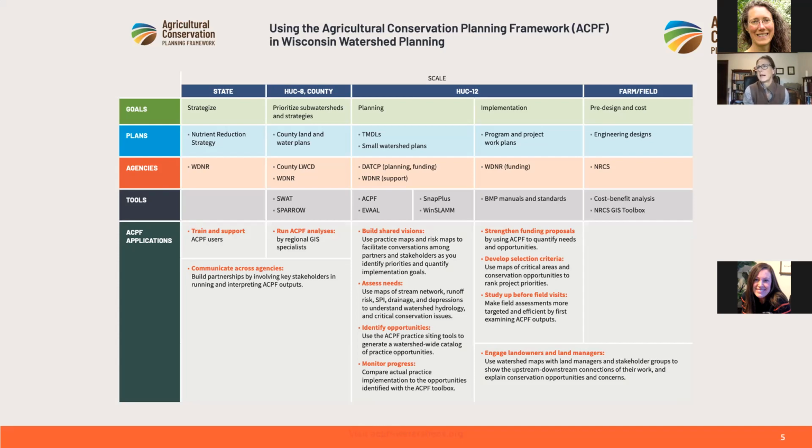Wisconsin has a couple of specific tools, EVAAL and SNAP Plus, that we use. So that means that ACPF fits differently in how we do watershed planning than it would in your states. And we just have some ACPF applications, how those ACPF applications fit at each of the different scales. And those scales, of course, would be consistent with working with different audiences as well.